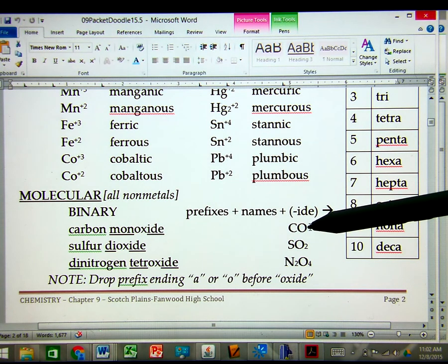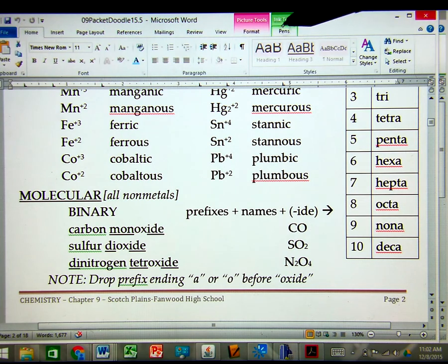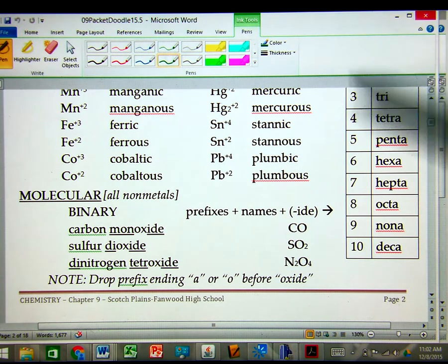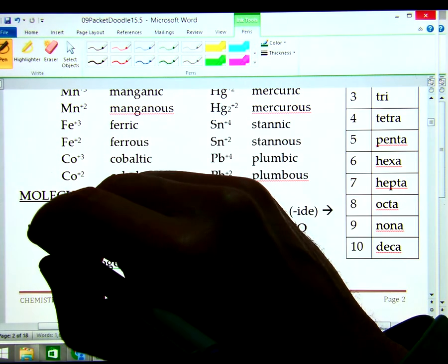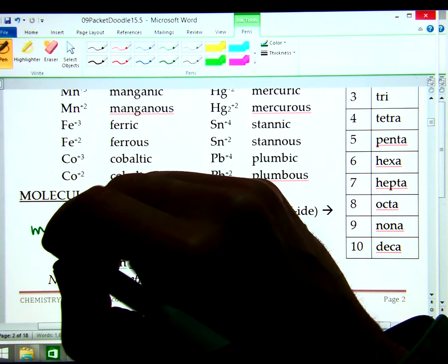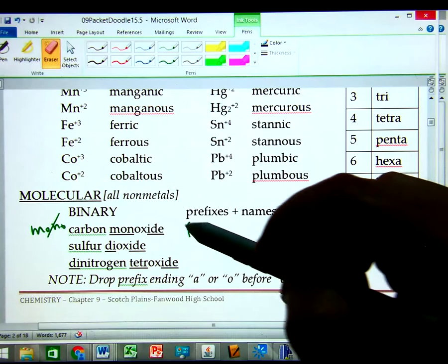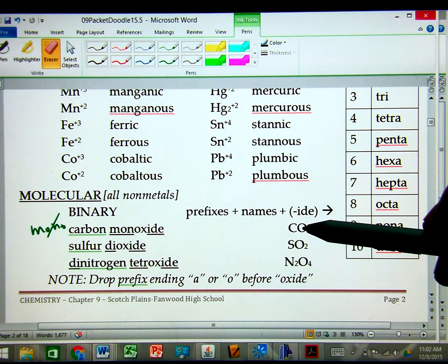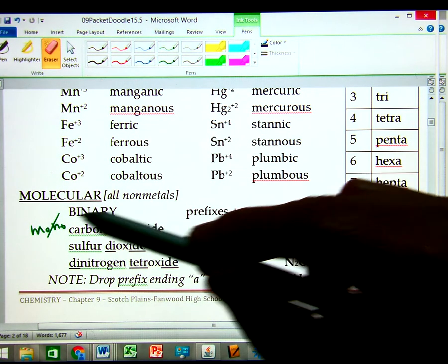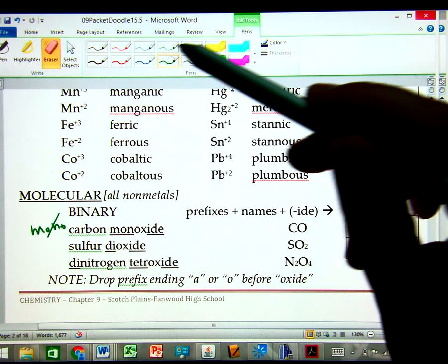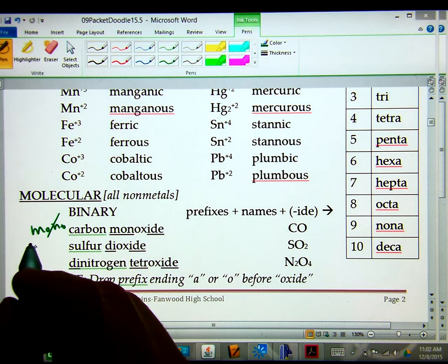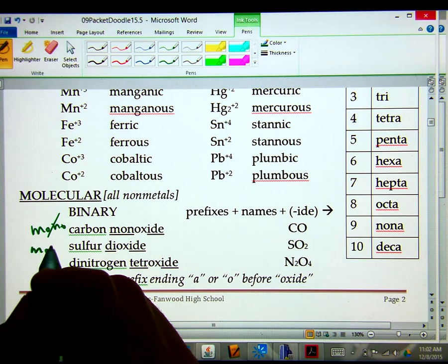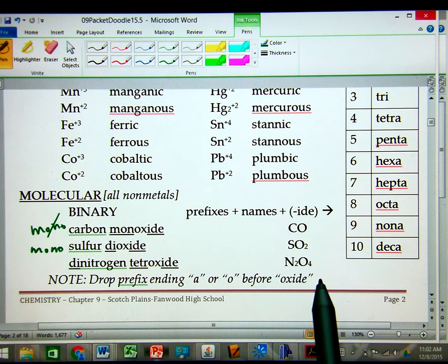So this would be technically monocarbon monoxide. Technically, that's what this would be called. But if you start off a name with mono in the beginning, you just drop it in the beginning. So this would just be called carbon monoxide. We don't drop the mono in the middle. We only drop a mono in the beginning. That's the only time we drop a mono. So this one has 1 sulfur and 2 oxygens. So again, technically you would write monosulfur dioxide, but we just get rid of the mono in the beginning.